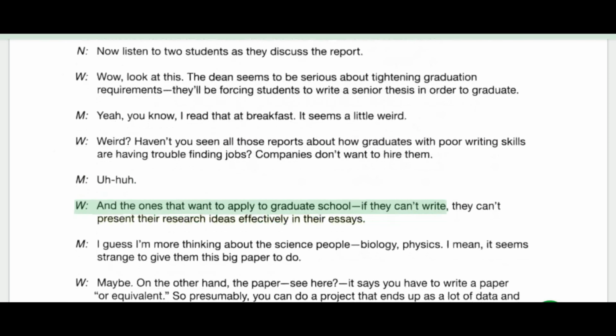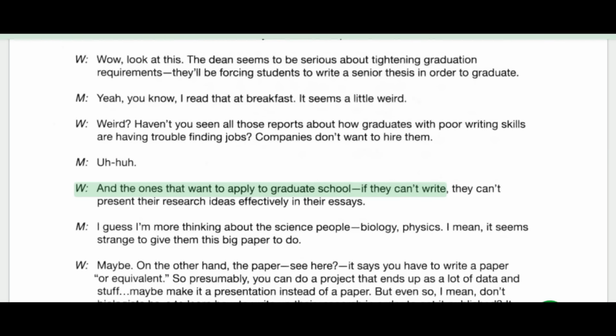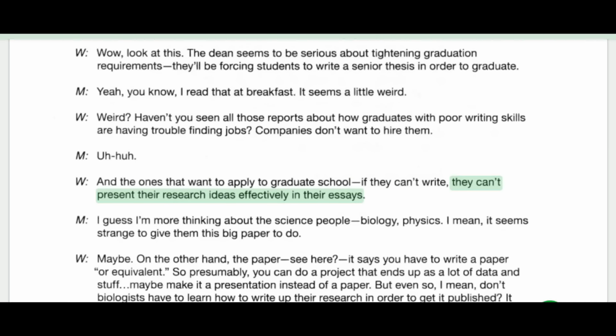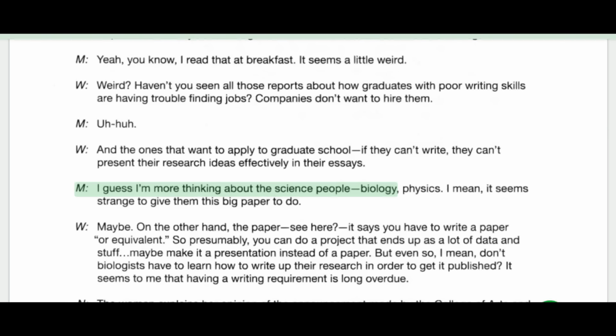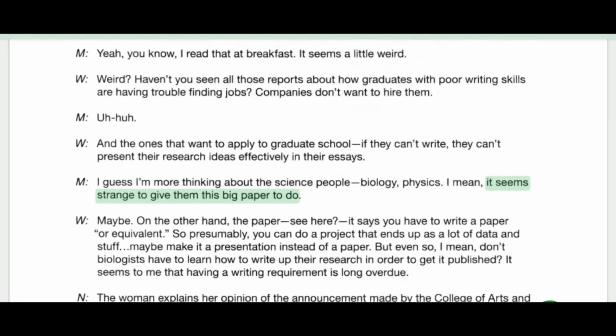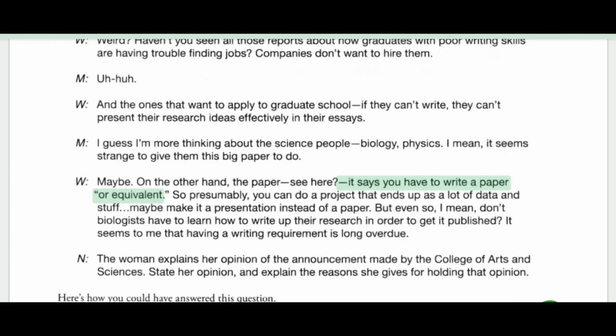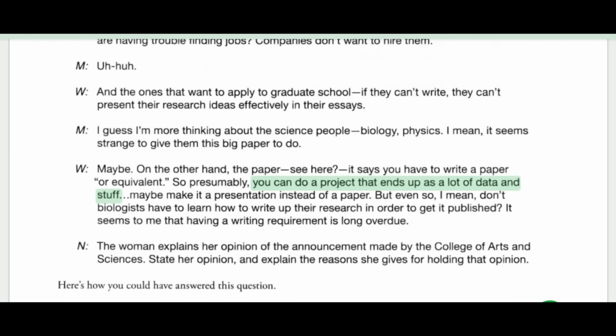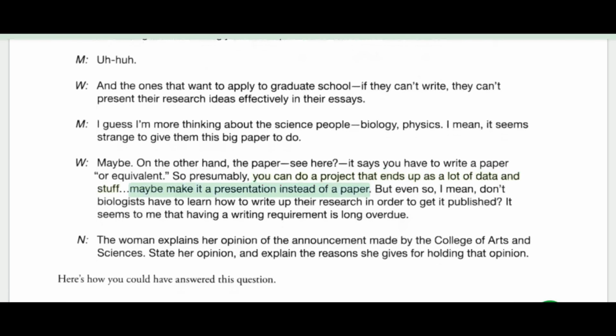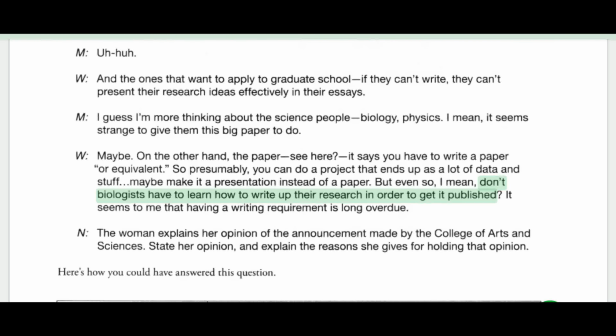And the ones that want to apply to graduate school, if they can't write, they can't present their research ideas effectively in their essays. I guess I'm more thinking about the science people, biology, physics. I mean, it seems strange to give them this big paper to do. Maybe. On the other hand, the paper, see here. It says you have to write a paper, or equivalent. So presumably, you can do a project that ends up as a lot of data and stuff. Maybe make it a presentation instead of a paper. But even so, I mean, don't biologists have to learn how to write up their research in order to get it published?